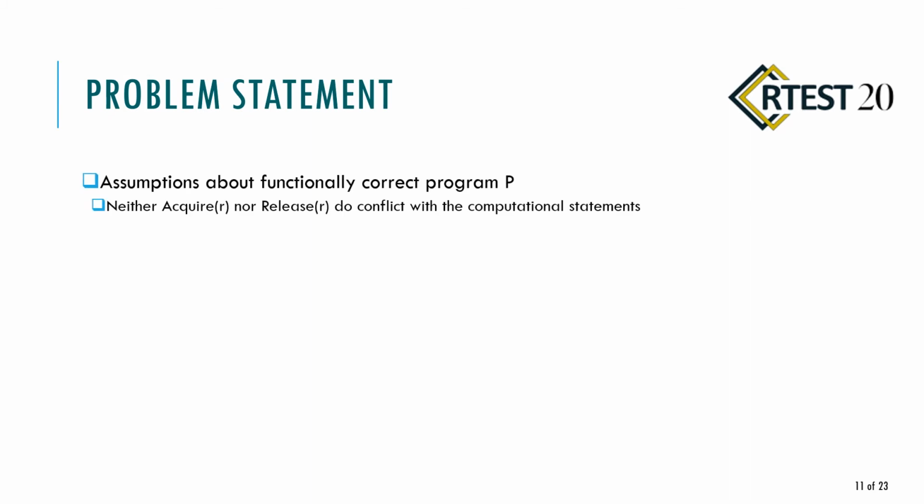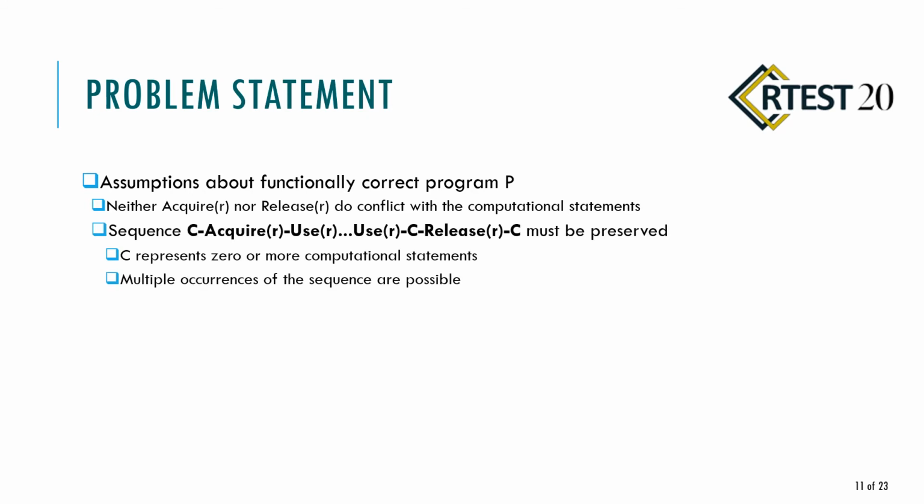Problem statement. We first give our assumptions about a functionally correct program P. Neither acquire nor release statements conflict with the computational statements. Therefore, each of them can be moved up or down while only facing the computational statements. The sequence C acquire C at least one use C release C must be preserved in the program. C represents zero or more computational statements, and also multiple occurrences of the sequence are possible.